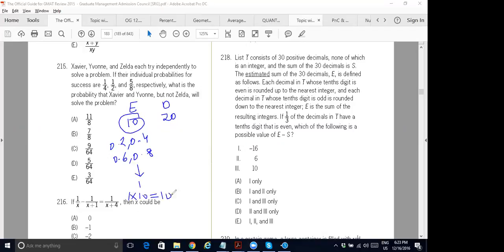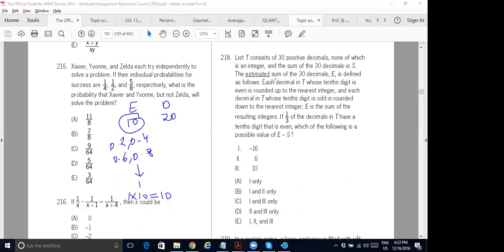So we get a total of 10. But what if it's 2.3? Now that is the right question you asked. If it is 2.3, it doesn't make a difference. Why? Because for even we have to round up. But 2.3, the tenth digit is odd, so 2.3 will come down. It will become 2.